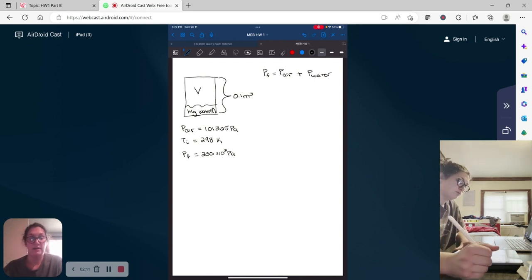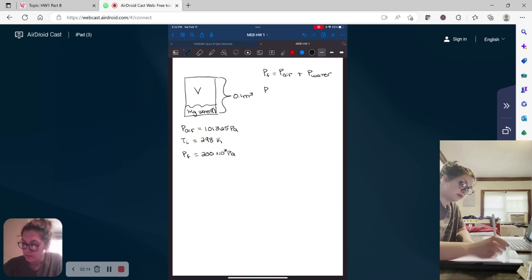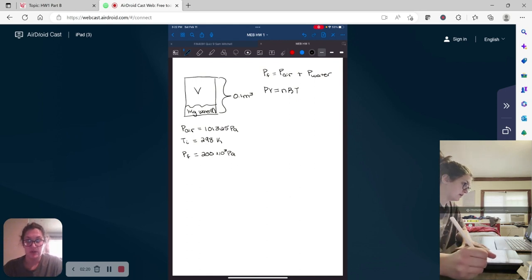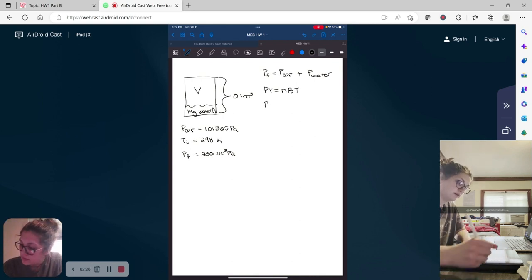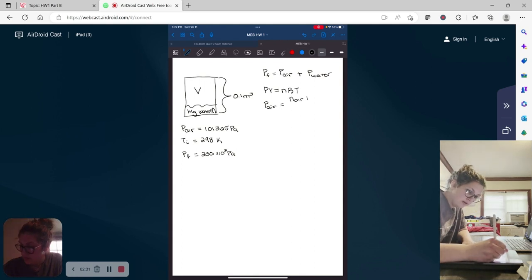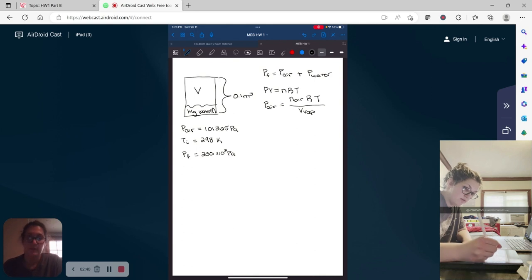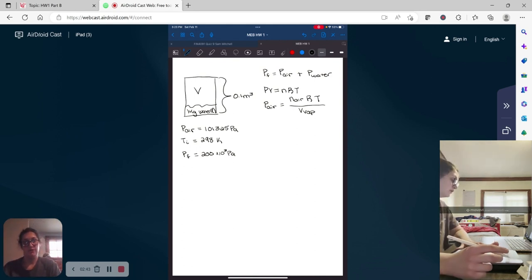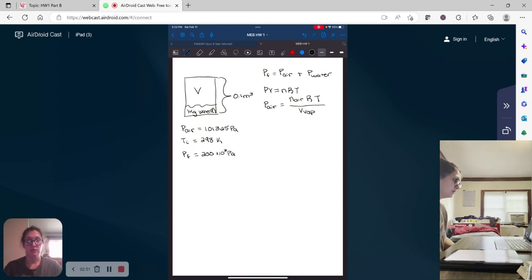So we can turn to our ideal gas law for this. So that is PV equals nRT. And we are interested in the pressure, so we're going to divide by the volume on both sides. So that gives us partial pressure of air is equal to the moles of air times our constant times temperature all over the volume of the vapor phase. So at this point, we have our equation for the partial pressure of air, but we have two unknowns within this equation. So we are going to solve for those two unknowns.